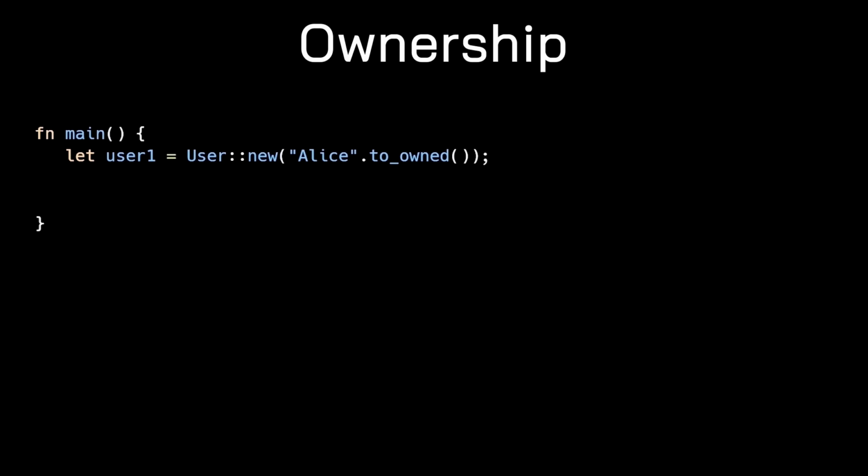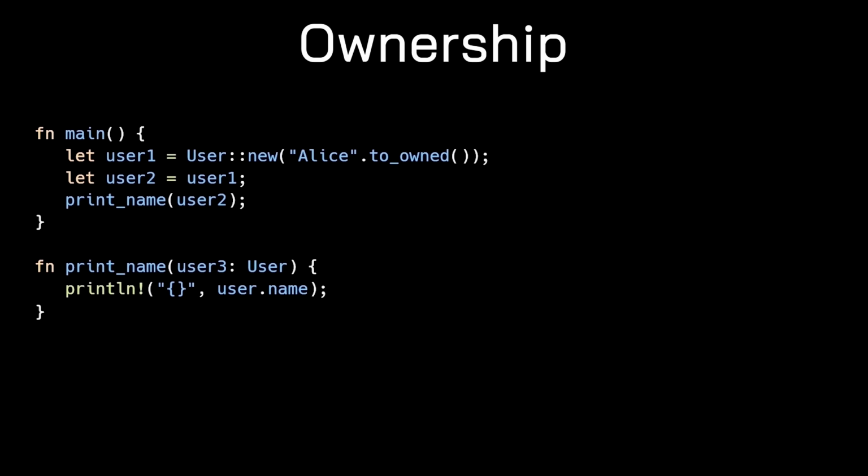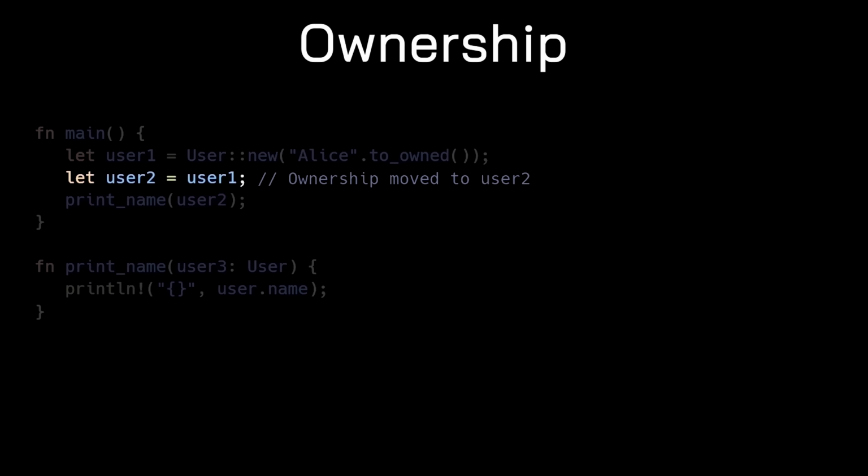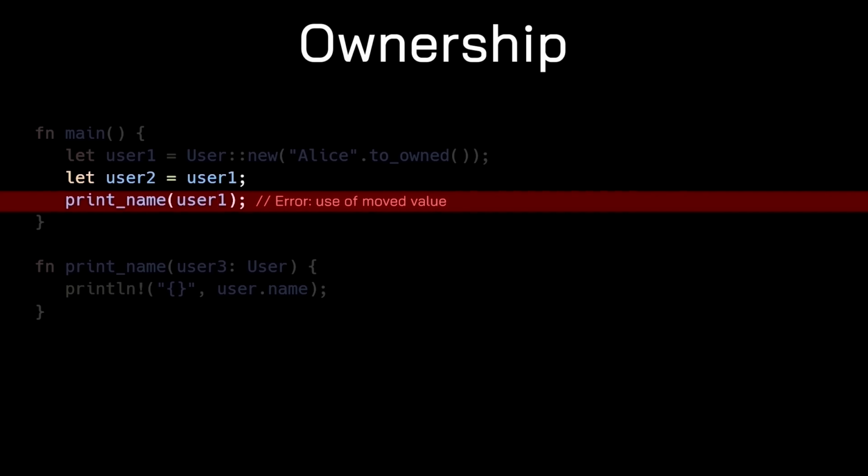But what happens when you reassign the value from user1 to user2, for example, or even pass the value into a function? Who ends up owning the value? In this example, the ownership of the underlying value gets transferred first from user1 to user2, and then from user2 to user3. And lastly, the user value gets dropped at the end of the function when user3 goes out of scope. Once ownership moves, the previous variable no longer claims the ownership of the underlying value, and it can no longer access the value either.